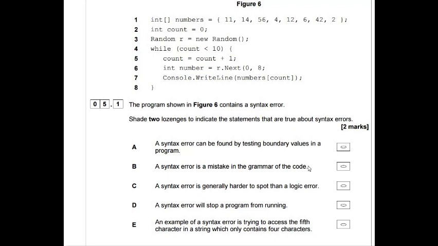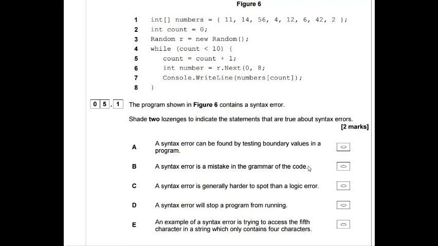And then we got D. A syntax error will stop the program running. Ding! Yes, it does. Another option: an example of a syntax error is trying to access the 5th character in a string which contains 4 characters. So, what are the answers? B and D. They are the correct answers.